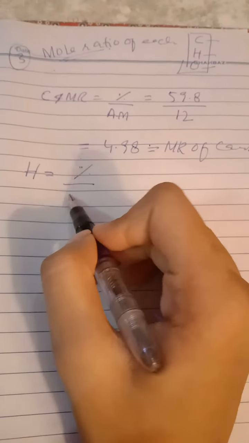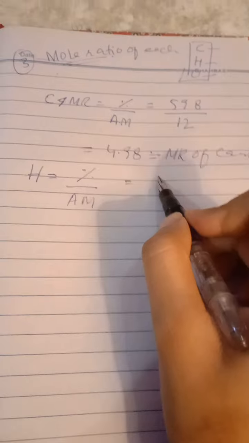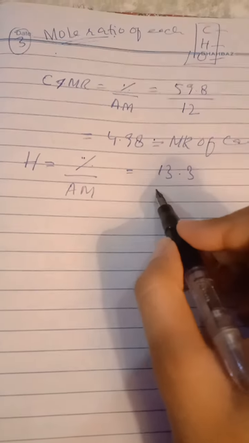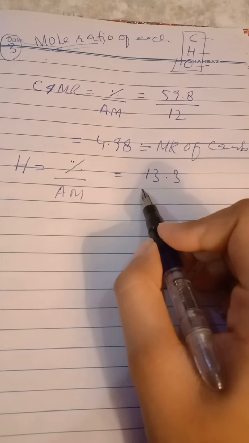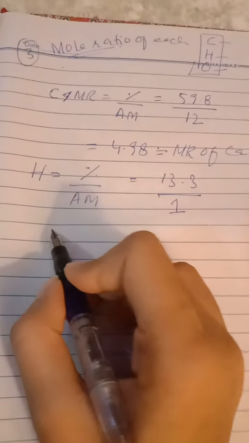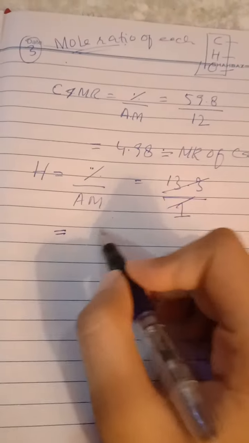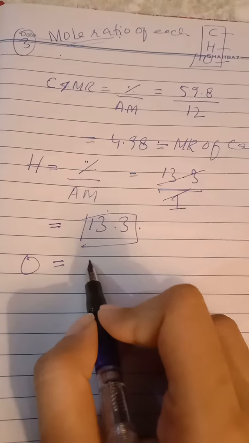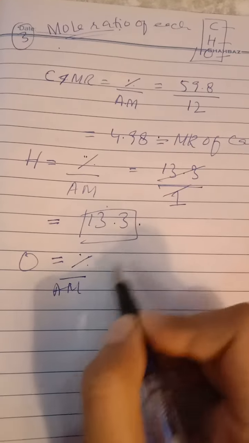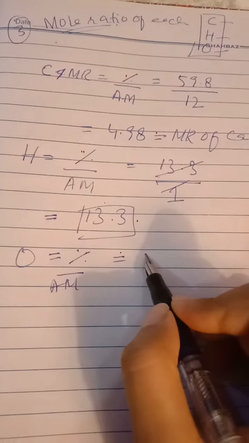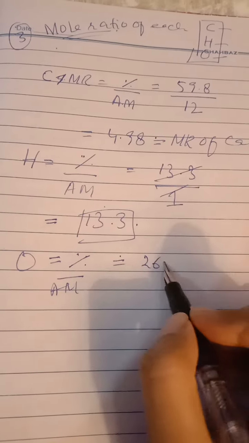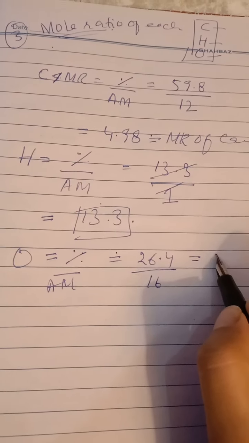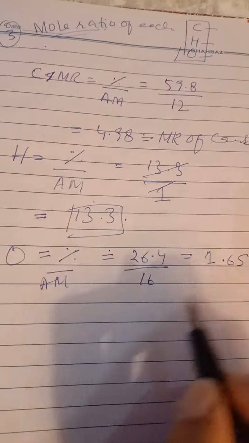Then we move towards the hydrogen mole ratio. We apply the same formula here. The percentage of hydrogen is 13.3, and the atomic mass of hydrogen is 1. So we get the same value. For oxygen, we put the same formula; the percentage of oxygen was 26.4, and the atomic mass of oxygen is 16. When we divide these two values, we get 1.65.